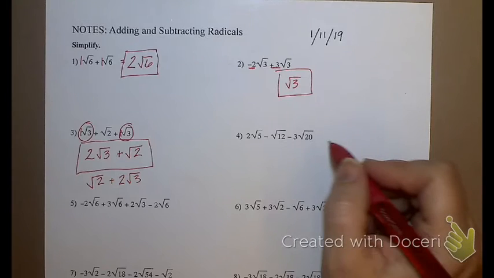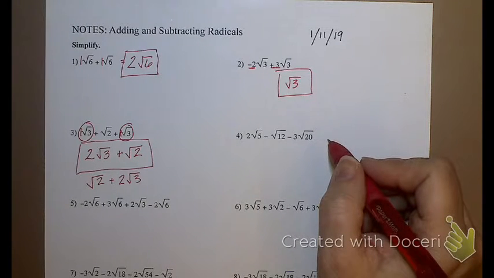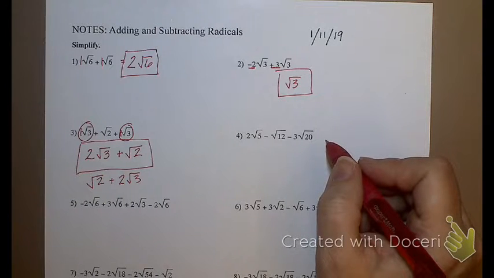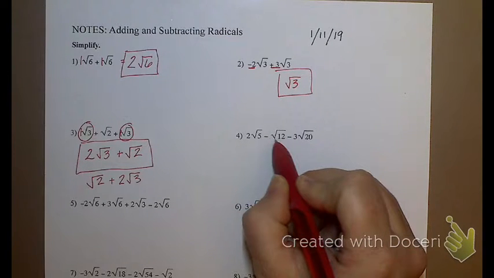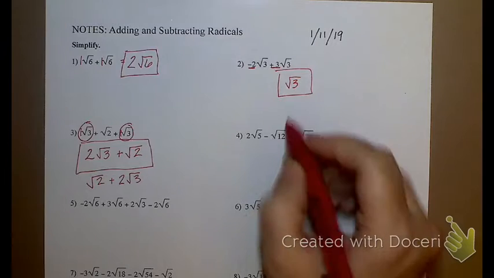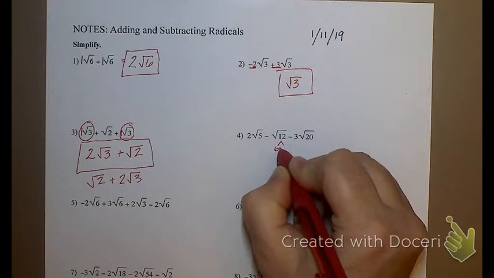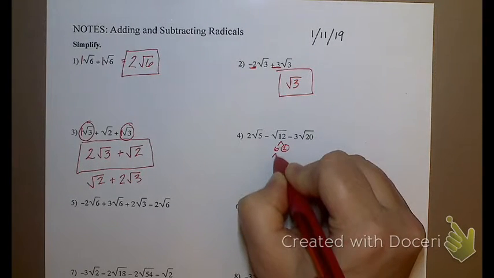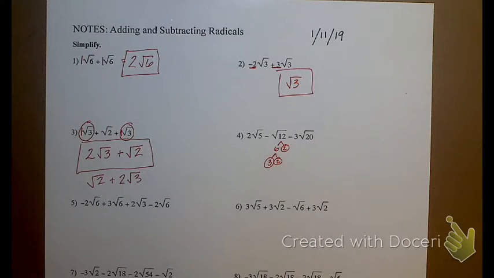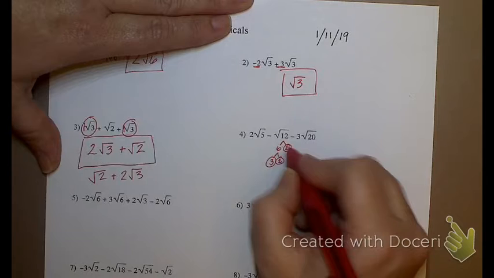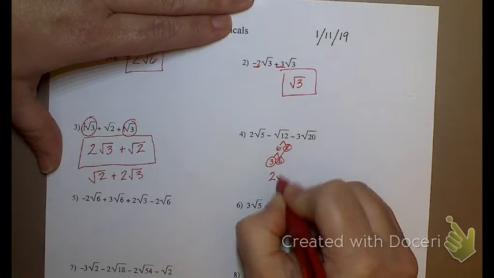All right, what about this one? Are there any like terms? No, they're all different. So here's my suggestion. When they're all different, see if any can simplify. So in other words, I can't draw a tree for 5. I can, however, draw a tree for 12, can't I? That would be 6 and 2, 3 and 2. What would that become? 2 radical 3.